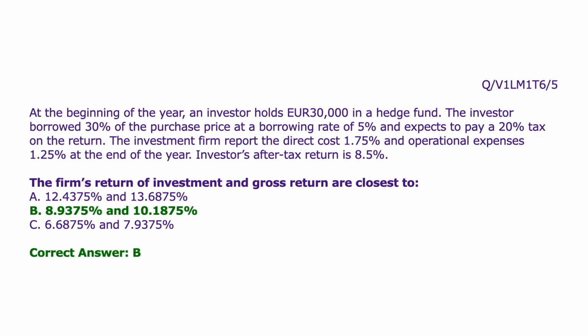Gross return includes trading costs, but not operational expenses. ROI is after operational expenses. To get from investors' after-tax return back to the firm's gross return, you must undo tax, undo leverage, and add back operational expenses.